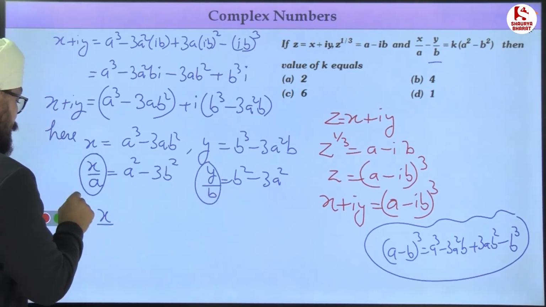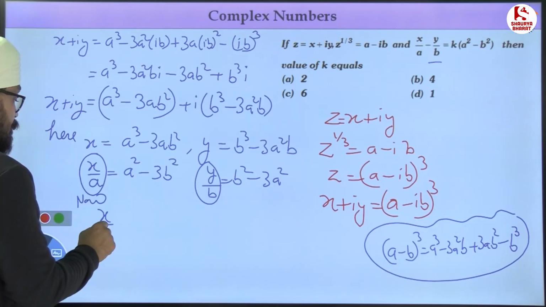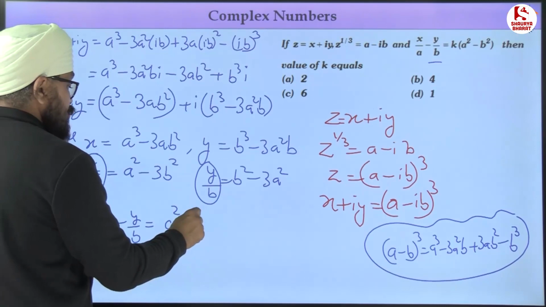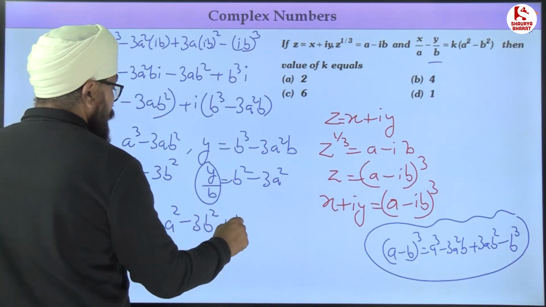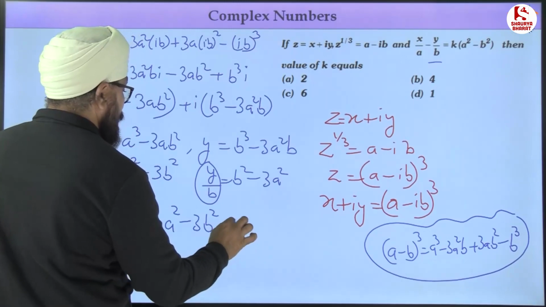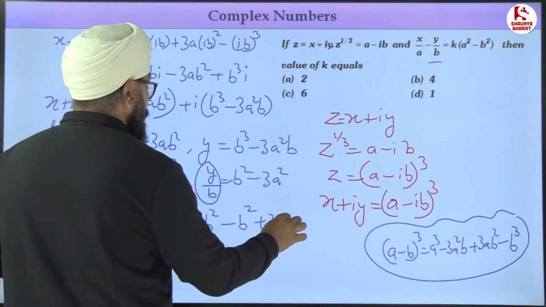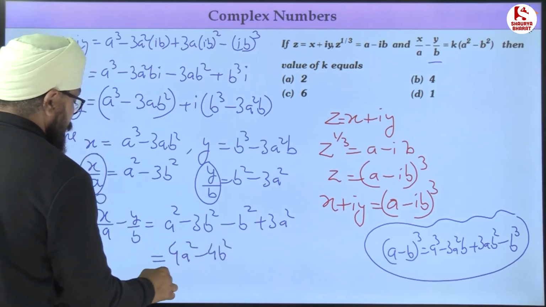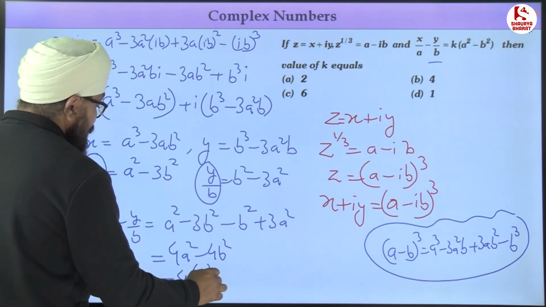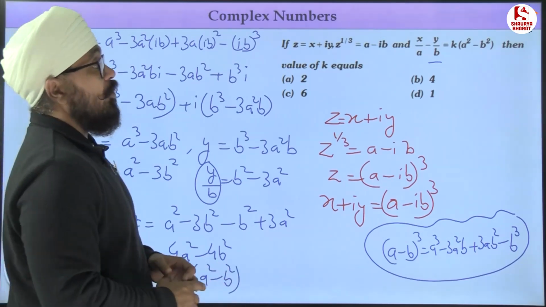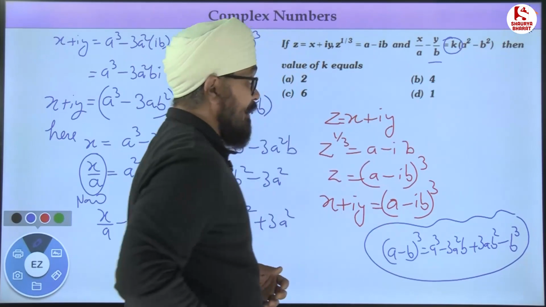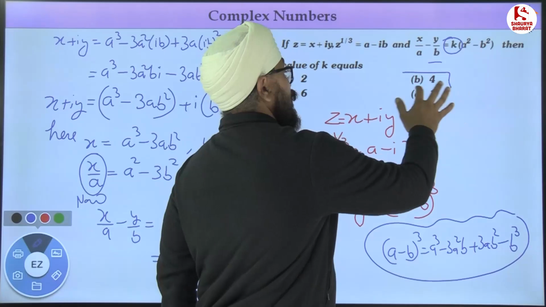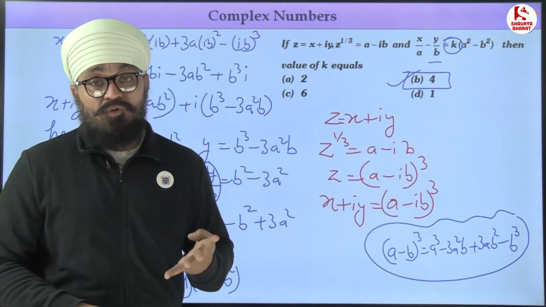So now let us take x upon a minus y upon b. The result that we are getting is a square minus 3b square, minus b square plus 3a square. This becomes 4 times a square minus 4 times b square, rather we are having now 4 common, it is a square minus b square. Now, I think we got a bit of a hint that here they are asking you to find the value of k, and here we are getting 4. Now, it is clear that the value of k is equal to 4.